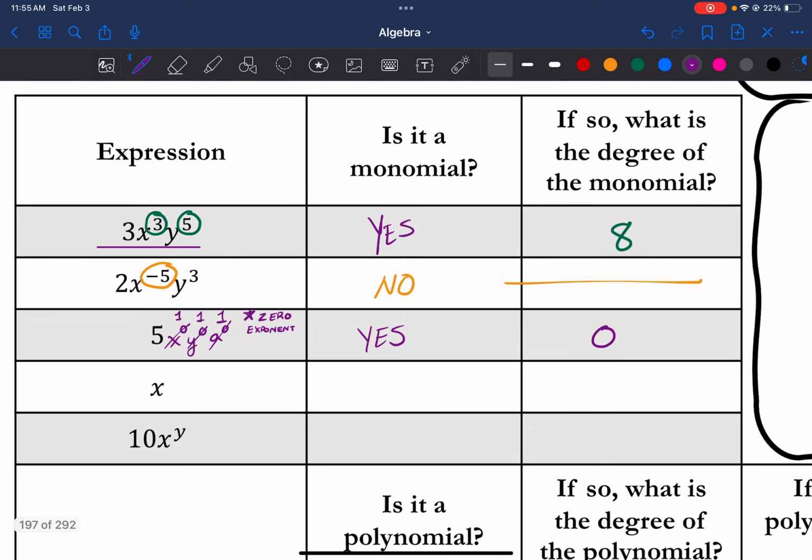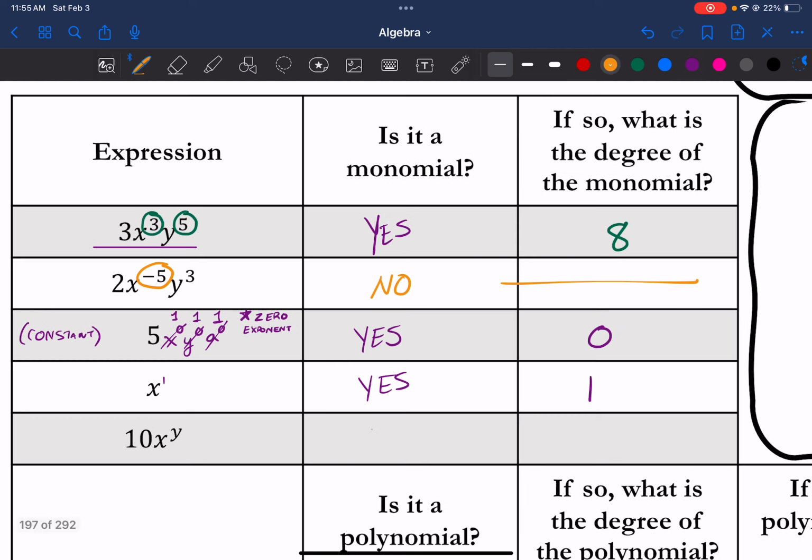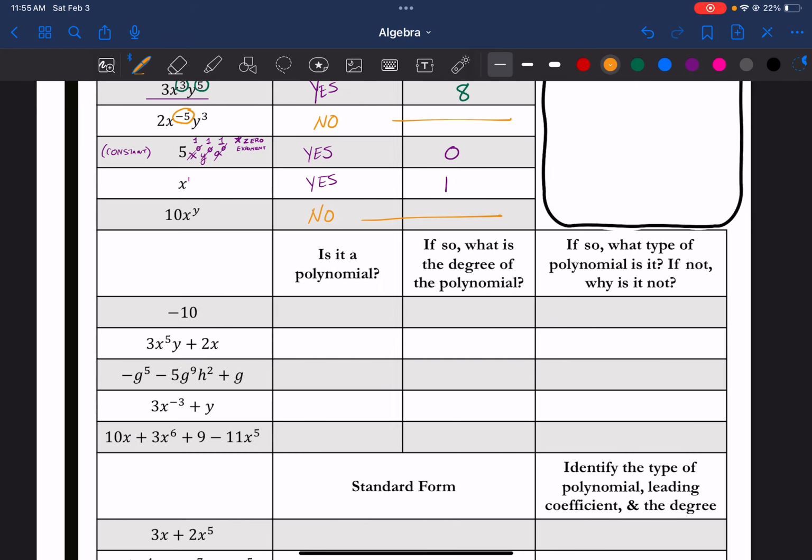This is known as a constant, right? We know this since we started any type of algebra. For the next one, yes, this is a polynomial. It's a monomial specifically, and the degree is 1. As we said, for any variables that don't have an exponent next to them, the degree is 1. And the next one, it doesn't follow the rules, so this is a no.